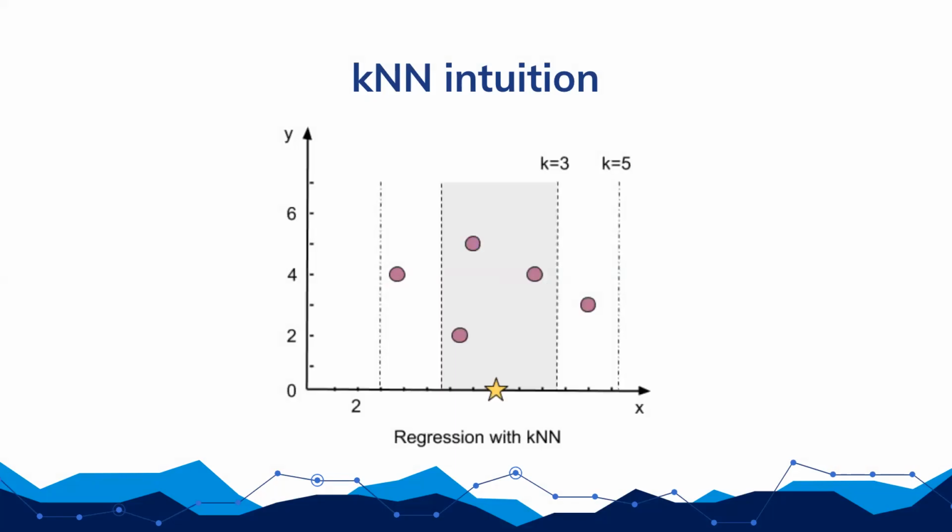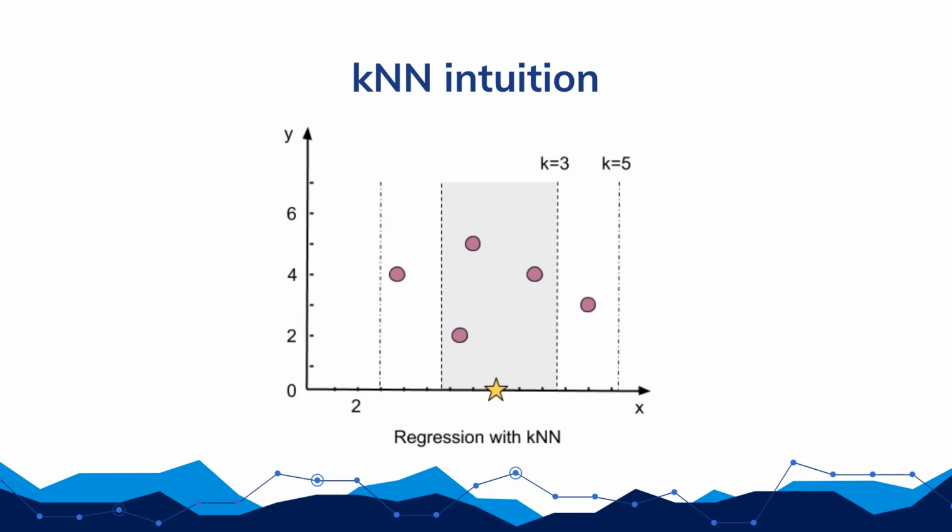Okay, so this was an example of how to use the k-nearest neighbors in a classification problem. Now we're going to see how we can use it in a regression problem. The intuition is again the same. We have these points in a 2-dimensional space, so for each point we have an x coordinate and a y coordinate. For the star, we know the x value and we want to predict its y value.